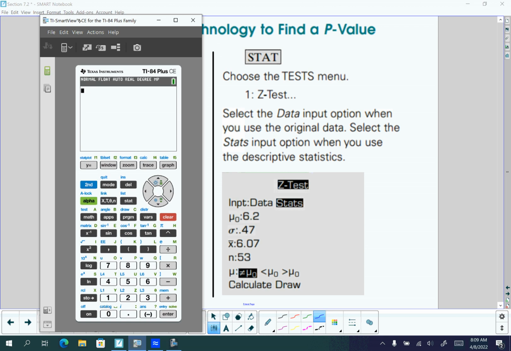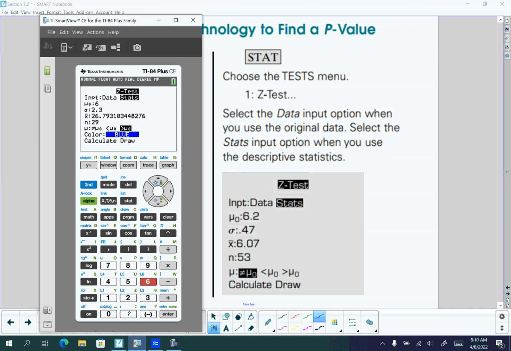In your graphing calculator, you're going to hit Stat and go over to Tests, and then we want a z-test. If you know the population standard deviation, it's a z. When we don't know the population standard deviation, it's going to be a t, but it will look really similar, in the next section we do those. So we're going to hit option number 1. You're going to hit Stats this time. Data is if you have the raw sample data. We don't have that. We're just going to use the statistics we know. And then it gives you all these options.